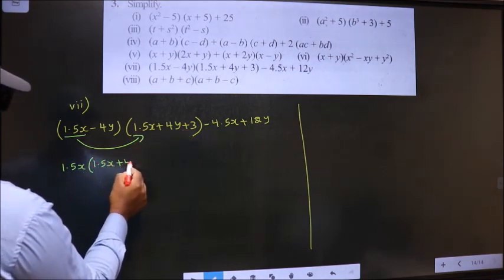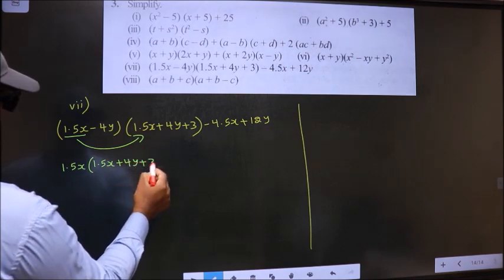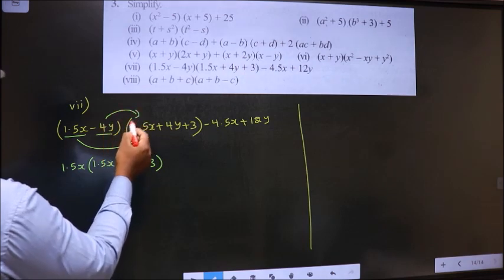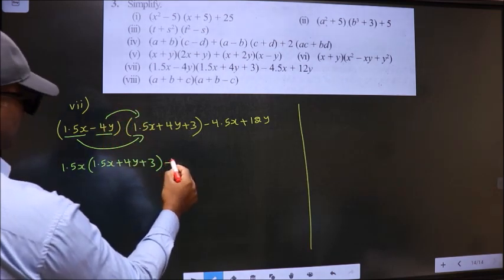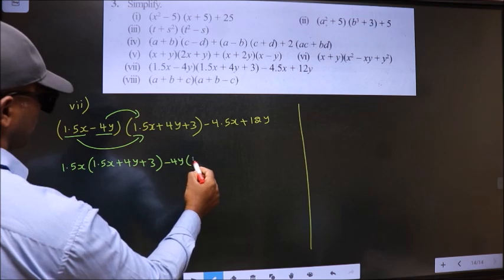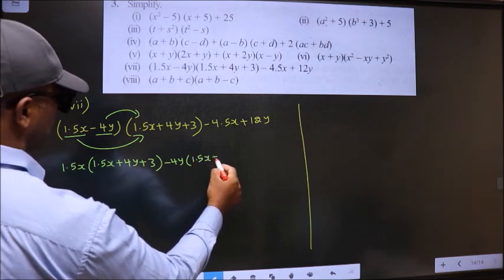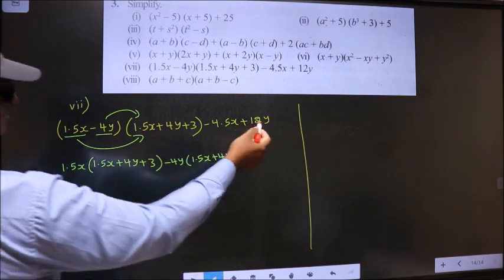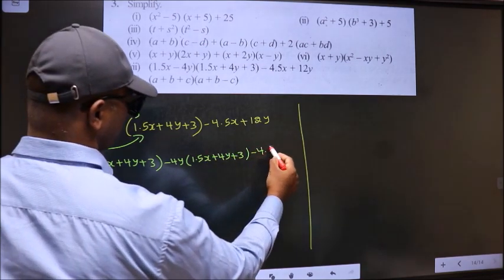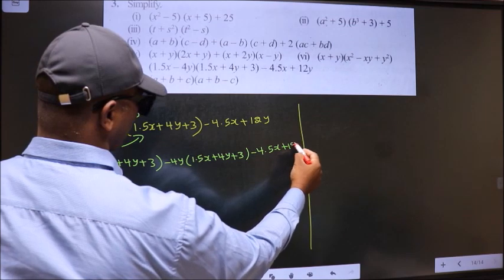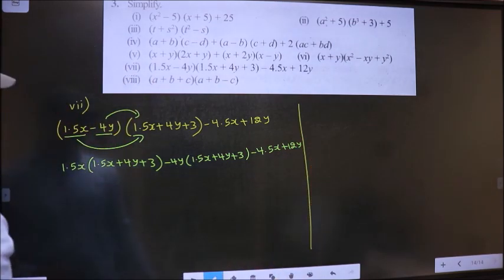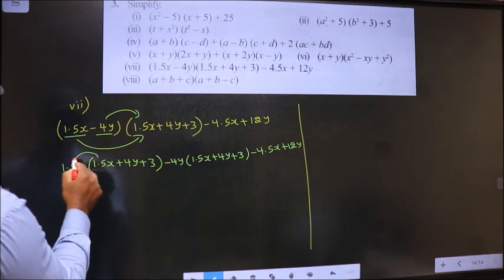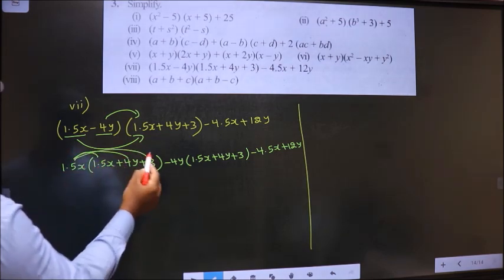1.5x plus 4y plus 3. Now with minus 4y we should multiply this entire bracket, that is minus 4y into 1.5x plus 4y plus 3. These two terms, no change. Okay, next. Now here let us open up the brackets in this way.